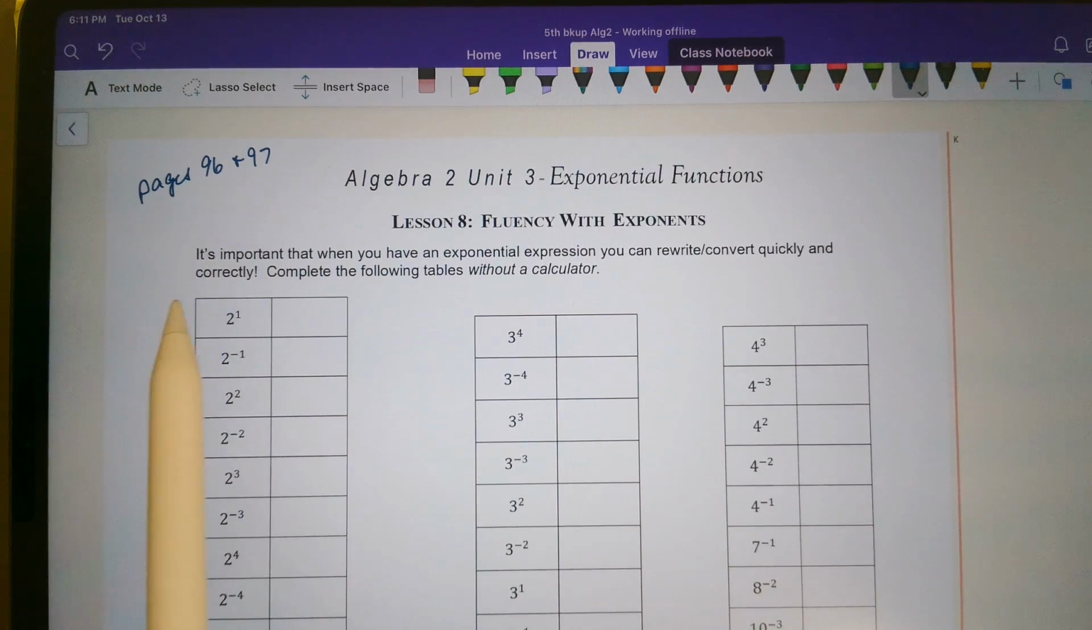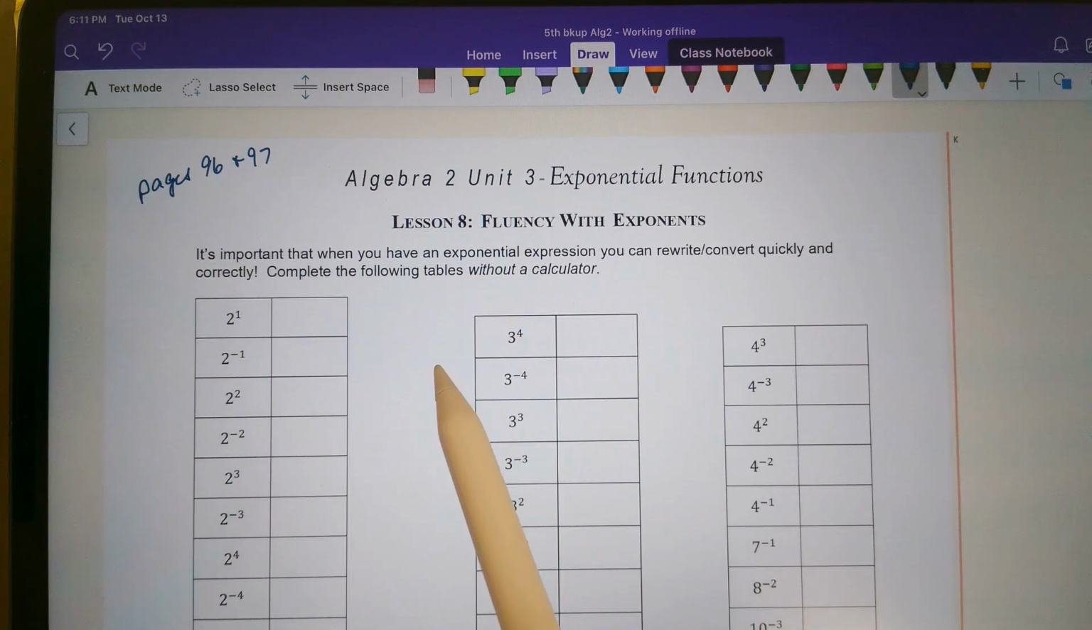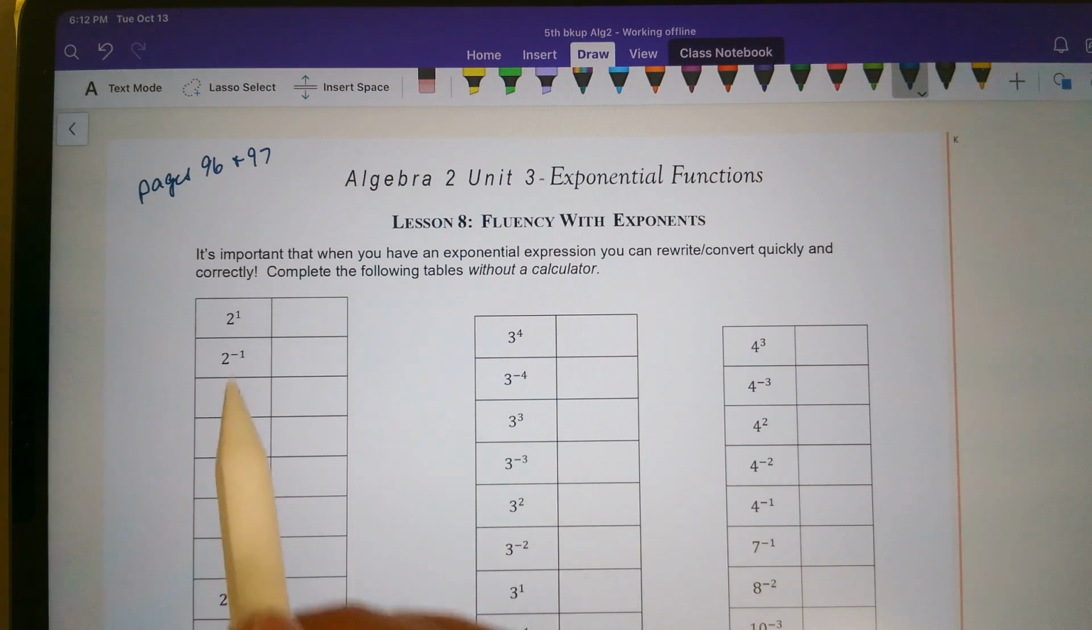Today we're on pages 96 and 97, Unit 3, Lesson 8, Fluency with Exponents. It's important when you have an exponential expression that you can rewrite and convert it quickly and correctly. So we are completing these tables without a calculator.